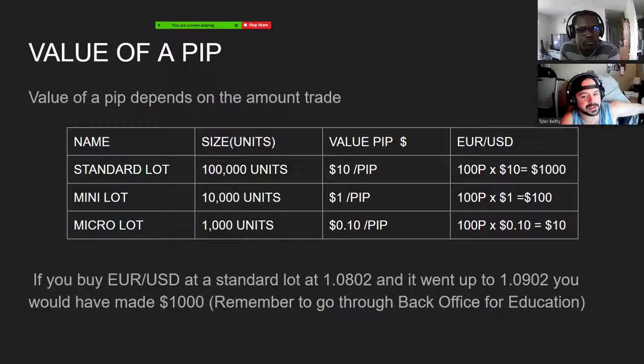So it's pip per lot size though. Exactly. Like if I was like 10 pips per standard lot, then you would have made $100. Okay. Quick math, Morgan. You're not gonna be in finance if you can't do quick math. Exactly. It's quick math.